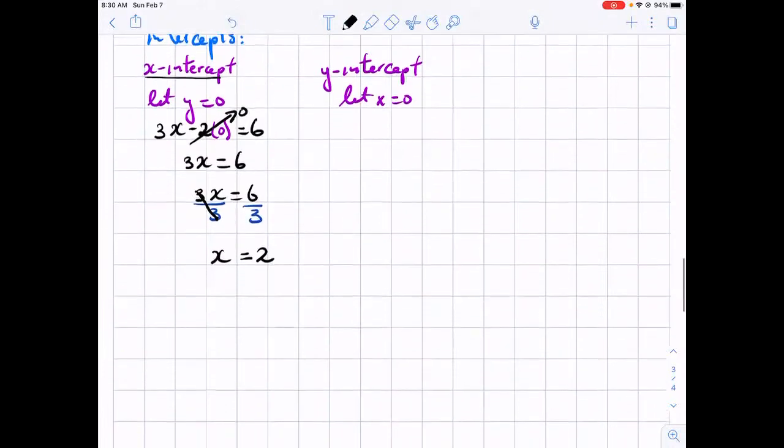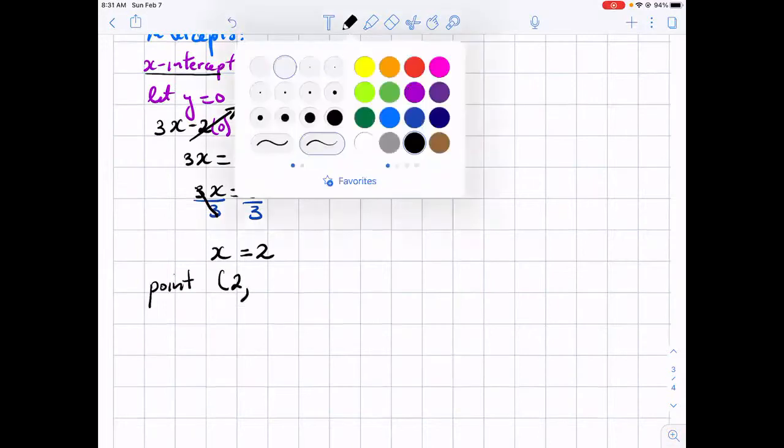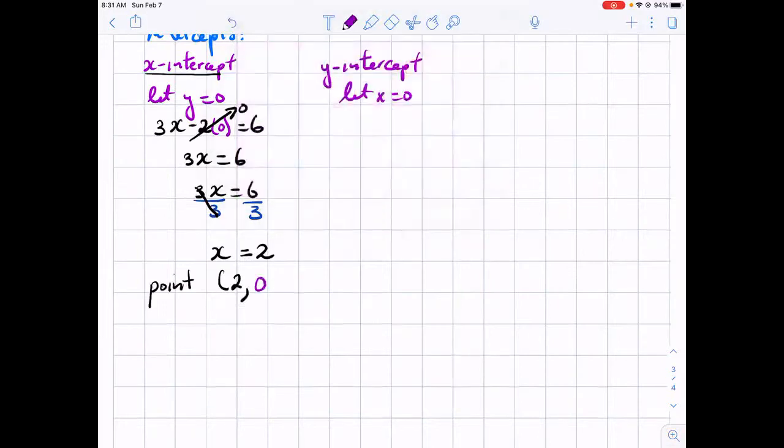Okay. Now, as I said before, remember the point here. Your point is really 2 comma 0, because remember, you said y is equal to 0. Okay. So that's your point. Your point is 2 comma 0.